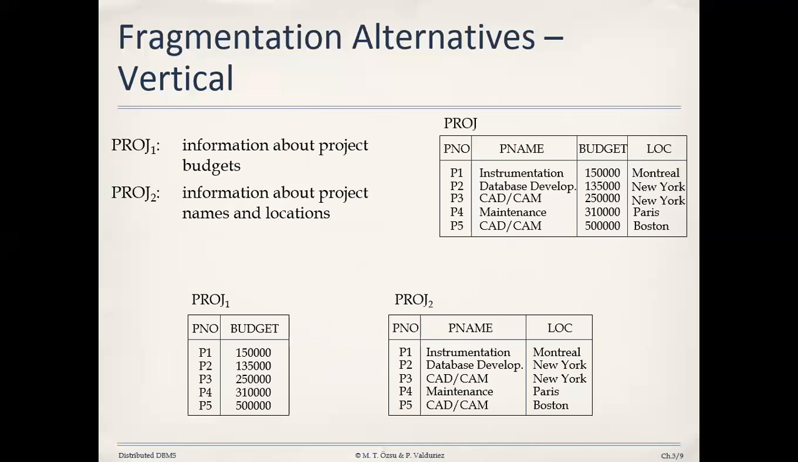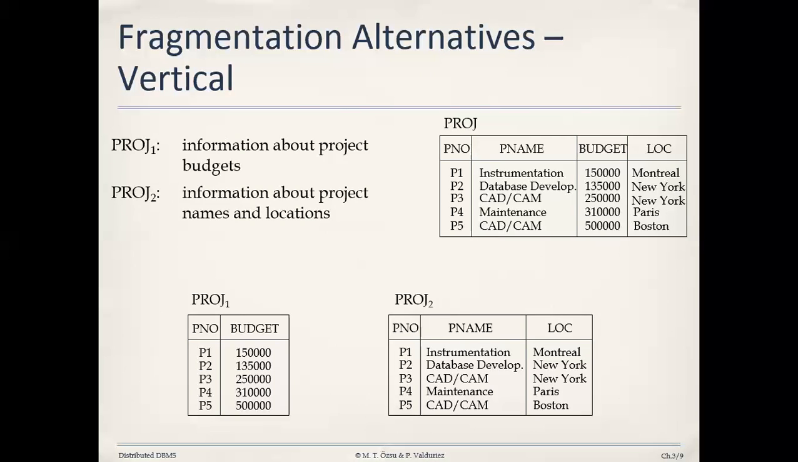The same example here is defined in terms of vertical fragmentation. You can see the same relation project, but here it is divided not in terms of the value of the budget, but in terms of the attributes. You can see project 1 has the information about the project budget, and project 2 has the information about the project names and location.